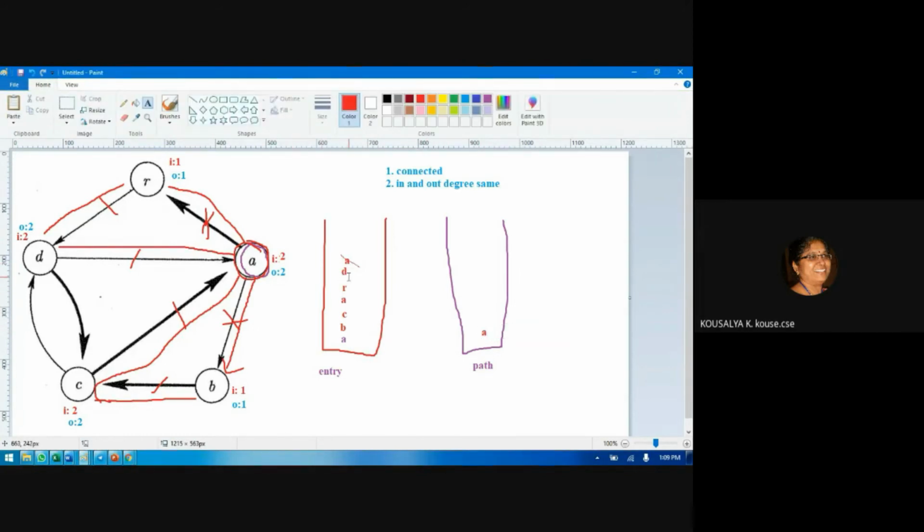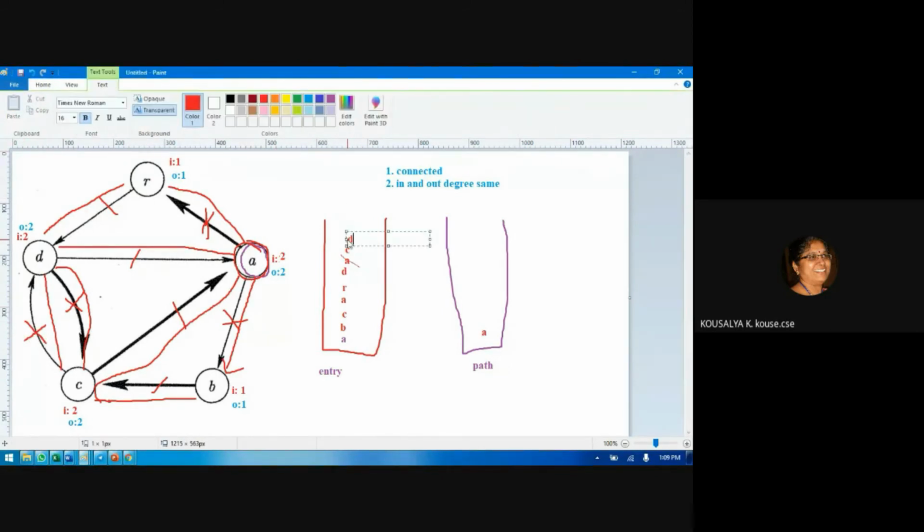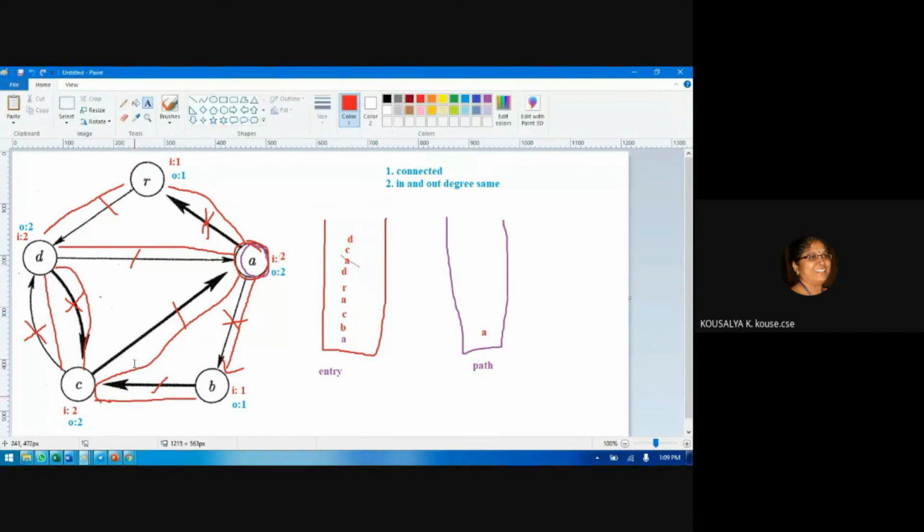After that, D is available. I have to check from D whether any path is available. From D, I have D to C available, so I have to use this and add C into the stack. From C, any outgoing edges? I have the edge from C to D, so I have to add D here. Now I know that all are visited.